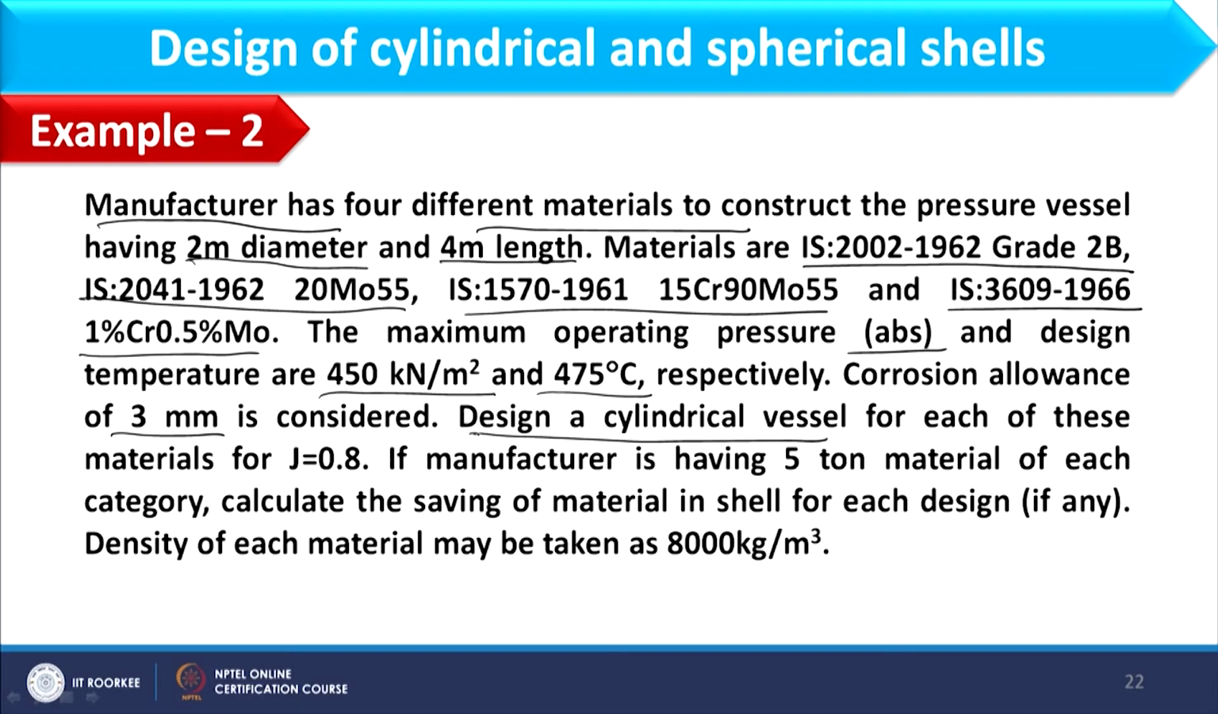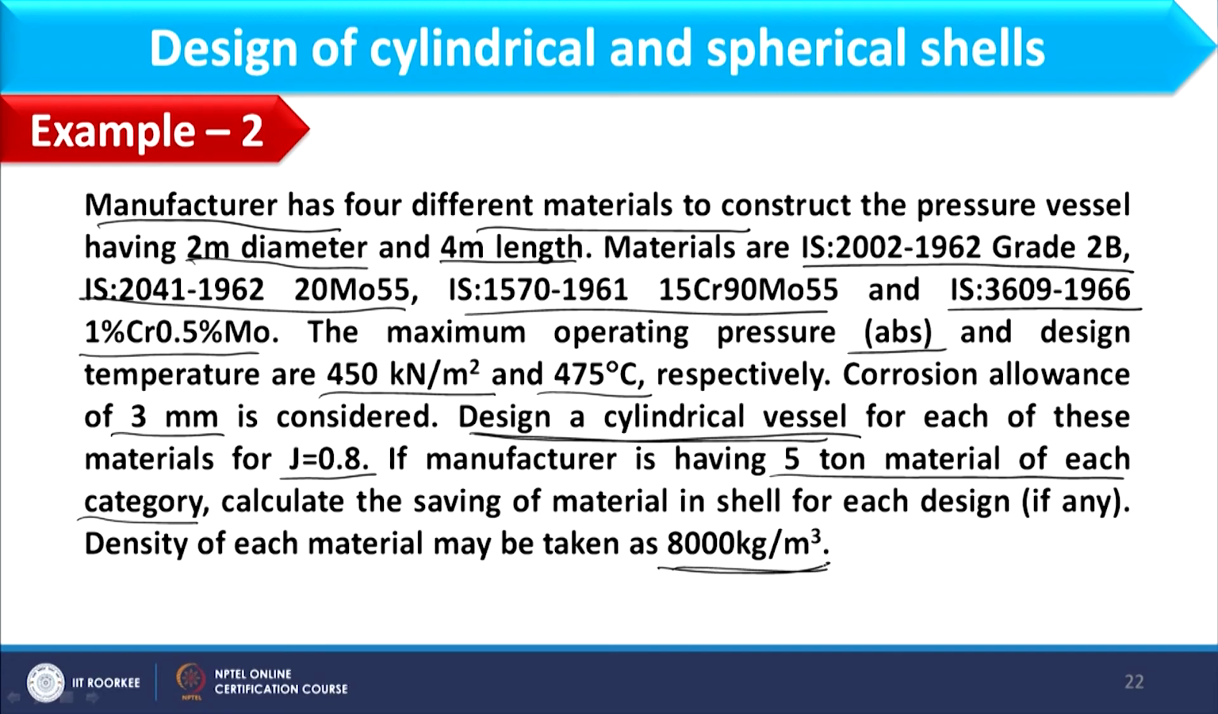In this problem, we need to design a cylindrical vessel where J factor is given as 0.8, and if the manufacturer is having 5 ton material of each category, calculate the saving of material in shell for each design. Density for each material we have considered as constant, and that is 8000 kg per meter cube.